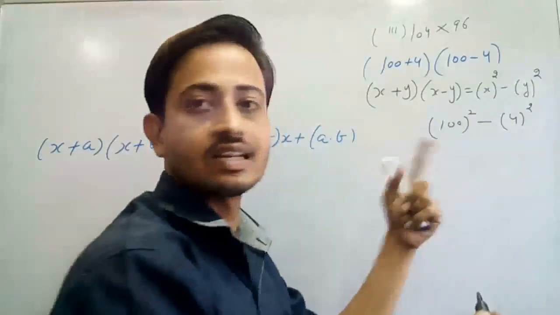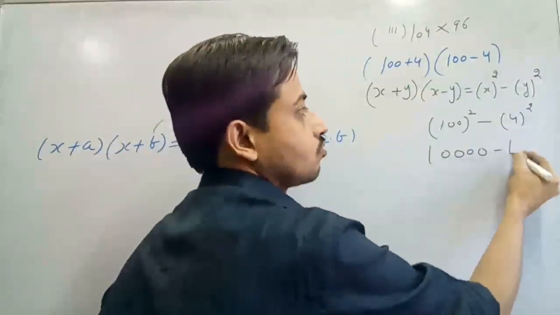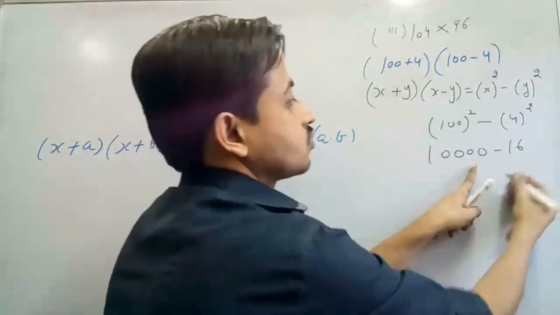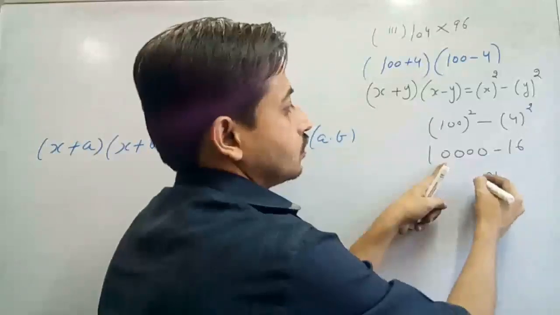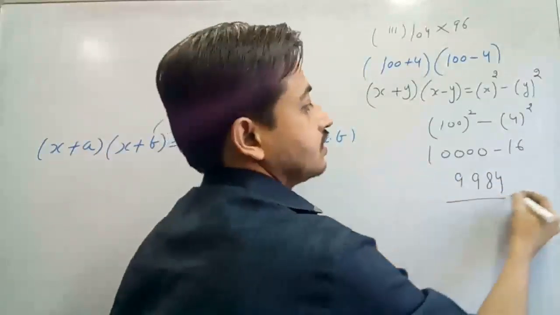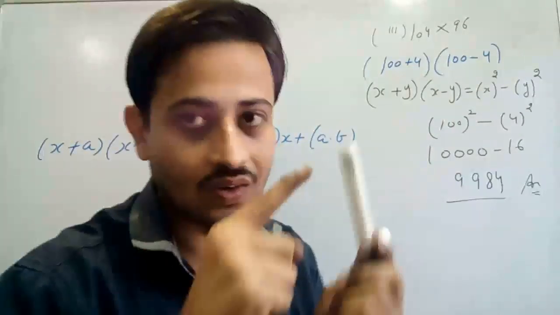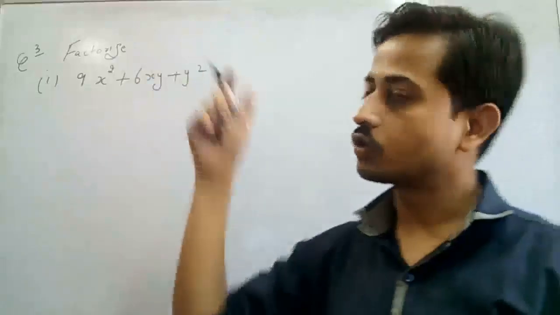So the square of 100 is 10,000 and the square of 4 is 16. Now subtract. 10 minus 6 we get 4. 9 minus 1 we get 8. So 9984 is the answer. So please make a note. Now look at question number 3.